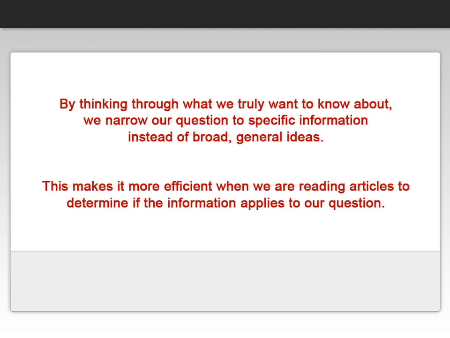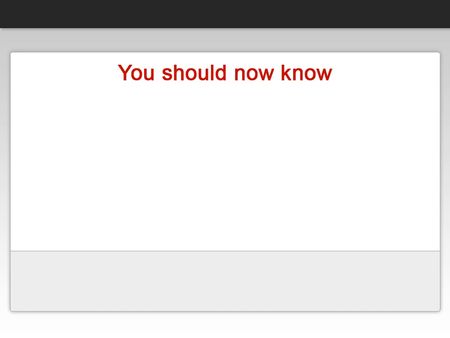By thinking through what we truly want to know about, we narrow our question to specific information instead of broad, general ideas. This makes it more efficient when we are reading articles to determine if the information applies to our question. By now, you should be familiar with the 2 parts we outlined at the beginning of this tutorial.